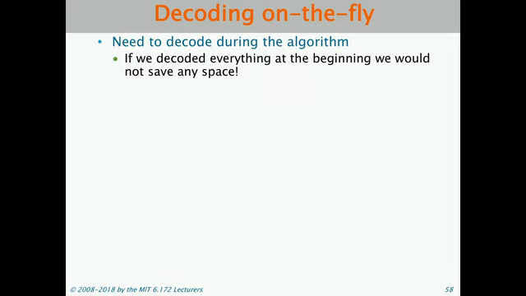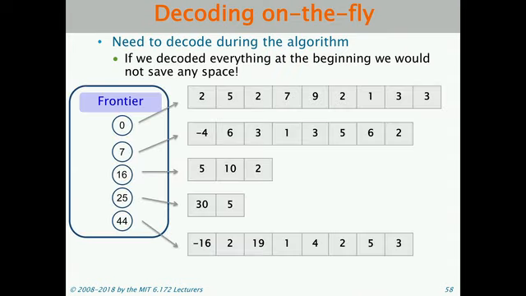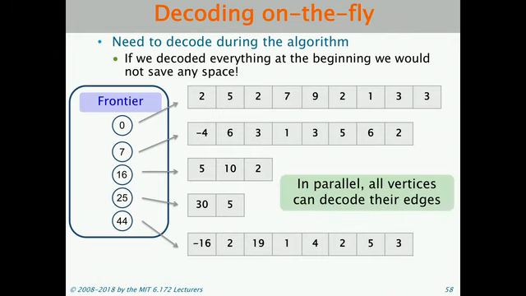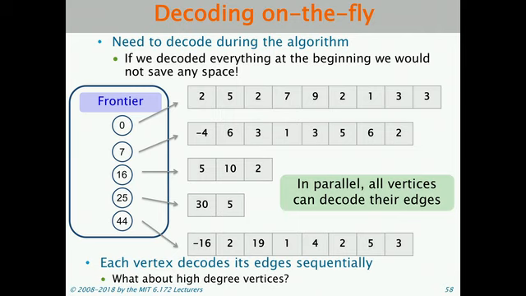Okay, so now we have to decode these edge lists on the fly as we're running our algorithm. If we decoded everything at the beginning, we wouldn't actually be saving any space. So we need to decode these edges as we access them in our algorithm. Since we encoded all of these edge lists separately for each vertex, we can decode all of them in parallel. And each vertex just decodes its edge list sequentially, but what about high degree vertices? If you have a high degree vertex, you still have to decode its edge list sequentially, and if you're running this in parallel, this could lead to load imbalance.